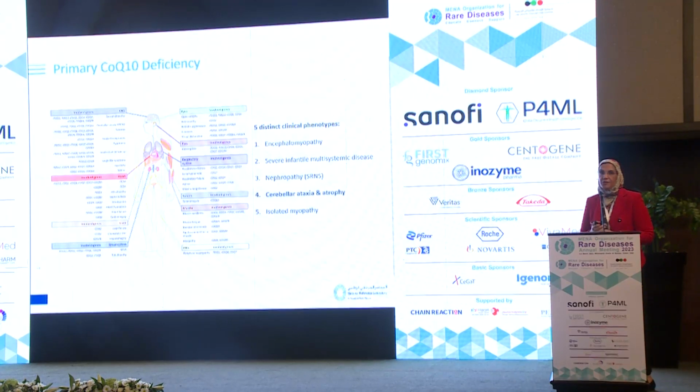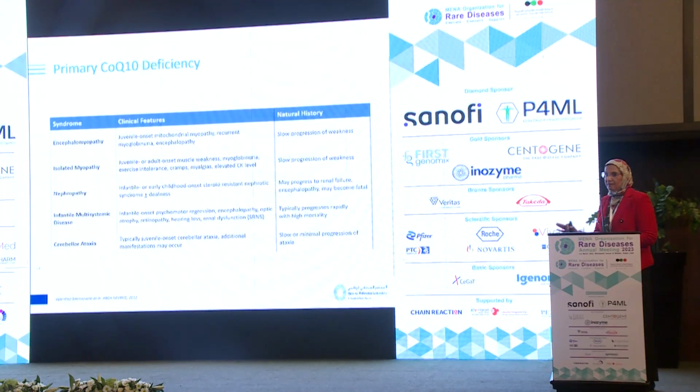Now, primary Q10 deficiency presents with 5 main, basically distinct clinical phenotypes, and they are very heterogeneous. And this is why this condition is actually very tricky to diagnose. The most common one is the cerebellar ataxia and atrophy phenotype, or clinical presentation. But these disorders can also present with encephalopathy, severe infantile multi-system disease, which is what our baby had, steroid-resistant nephrotic syndrome, so really very strong nephrotic syndrome, and then, as I mentioned, cerebellar ataxia and isolated myopathy.